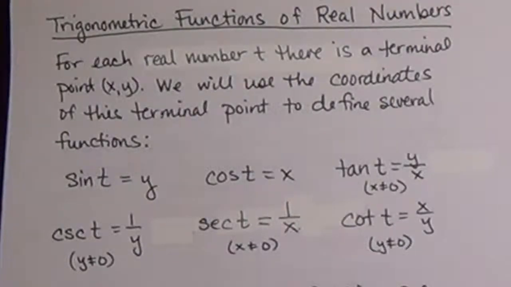Sine of t, we're going to define to be y. Cosine of t, we're going to define to be x. Tangent of t is going to be y over x. Cosecant of t is 1 over y. Secant of t is 1 over x. And cotangent of t is x over y. Notice in the rational functions, x and y cannot equal 0.